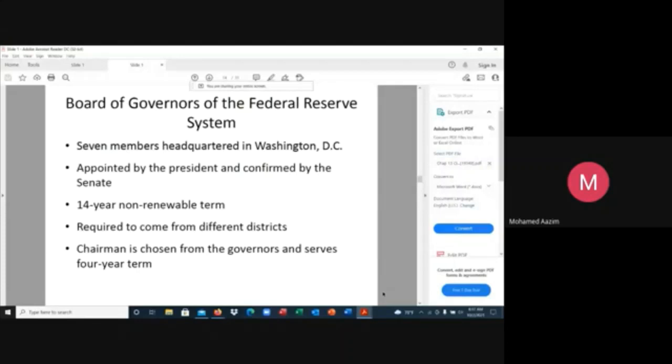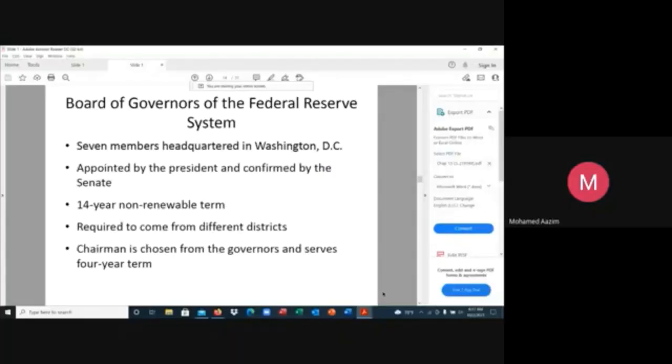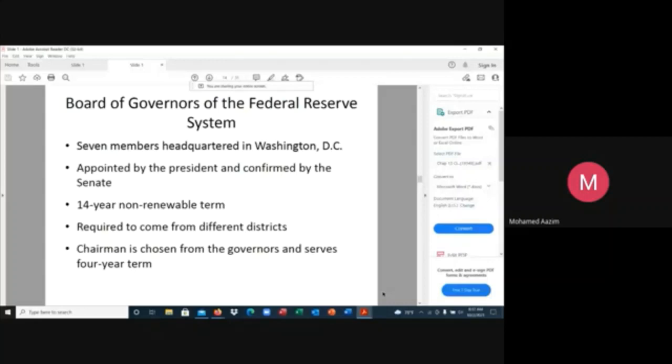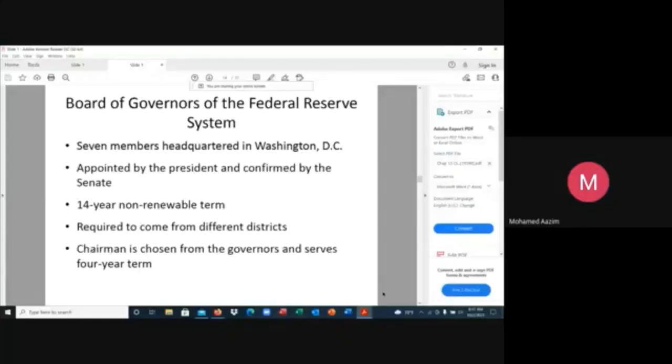And the chairman, who is the governor in the case of the Central Bank of Sri Lanka and other countries, is chosen from the board of governors, and they serve a 4-year term. You've been appointed as a board governor first, and within that board of governors, one is chosen as chairman, often with the backing of the highest level of policy making in any government.